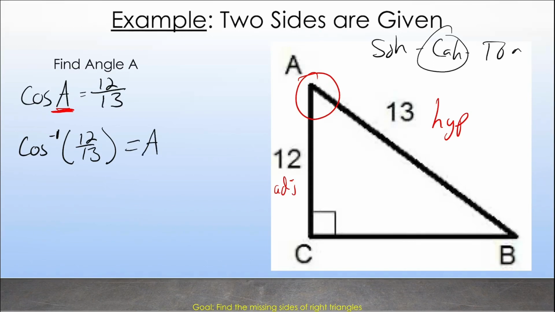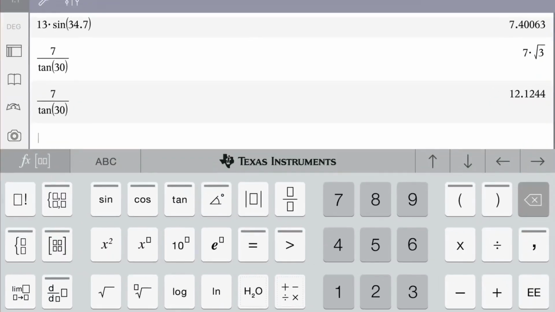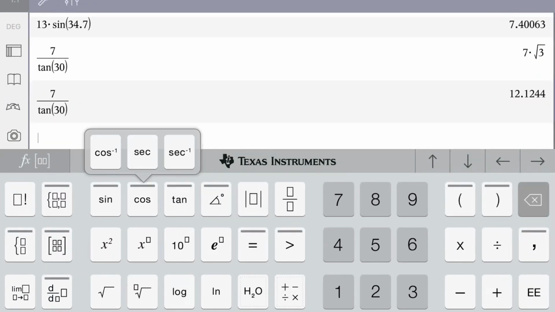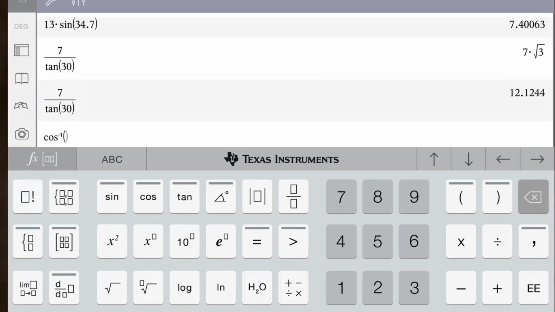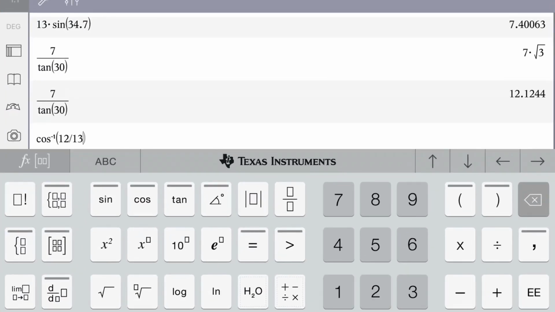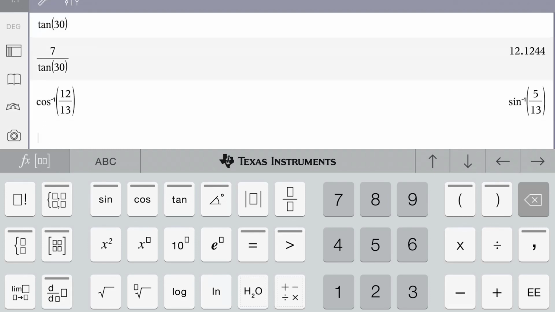And so this is purely just a calculator problem. So when you come here, above your calculator, you're going to have a different color. You'll have a second or the shift key or something to get to this cosine inverse. And then I believe it's 12 over 13. Let's say 12 divided by 13. There's my ratio.